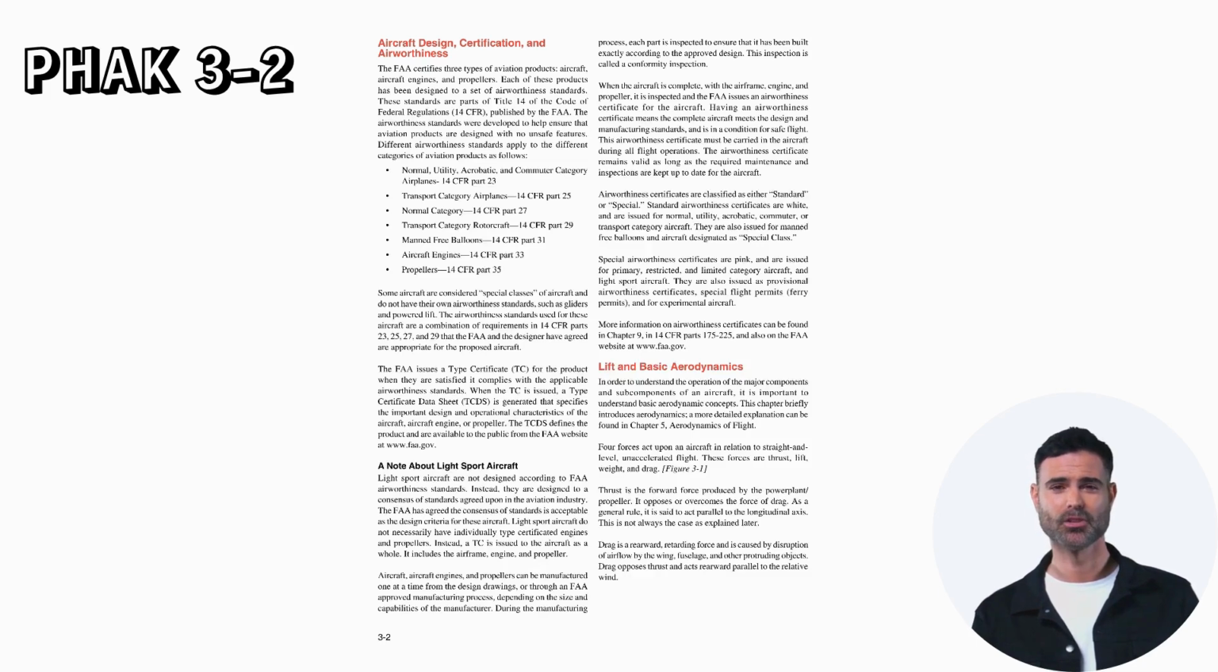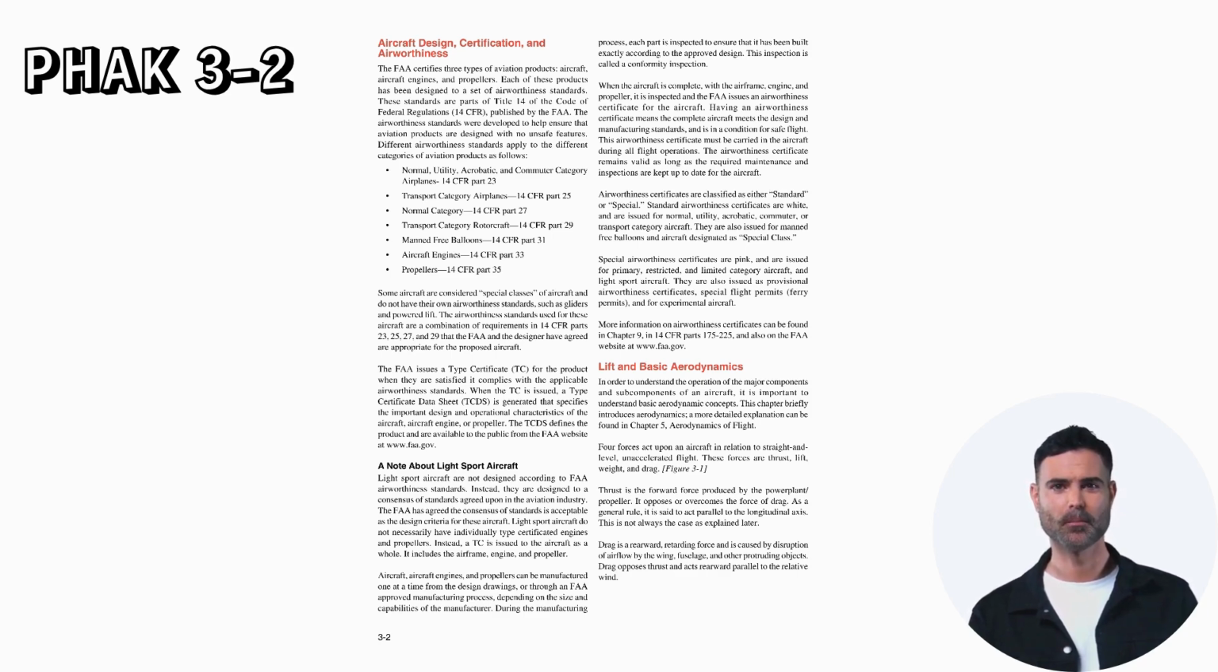Aircraft design, certification, and airworthiness. The FAA certifies 3 types of aviation products: aircraft, aircraft engines, and propellers. Each of these products has been designed to a set of airworthiness standards. These standards are parts of Title 14 of the Code of Federal Regulations, 14 CFR, published by the FAA. The airworthiness standards were developed to help ensure that aviation products are designed with no unsafe features.